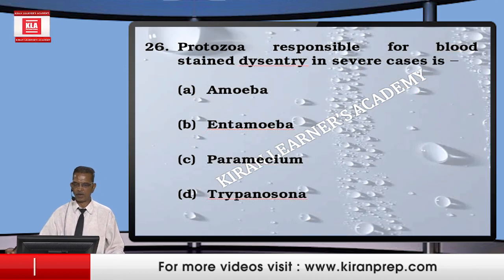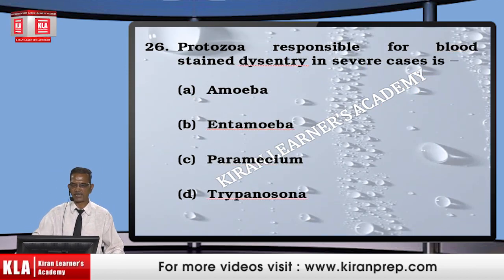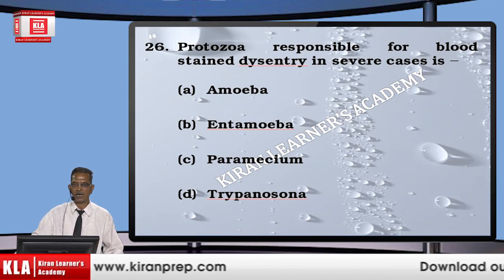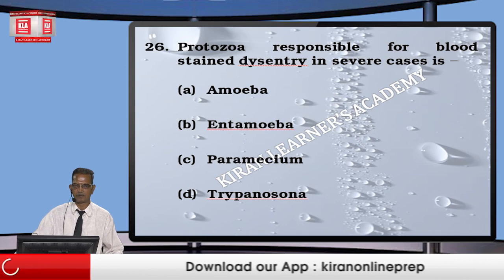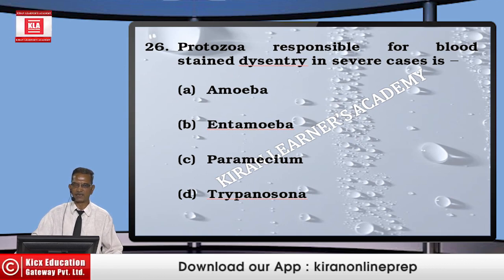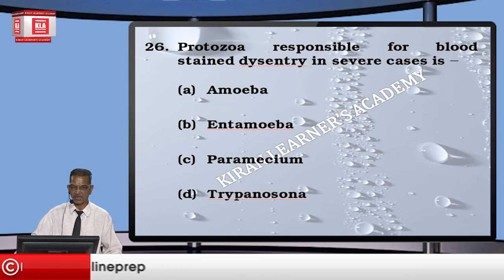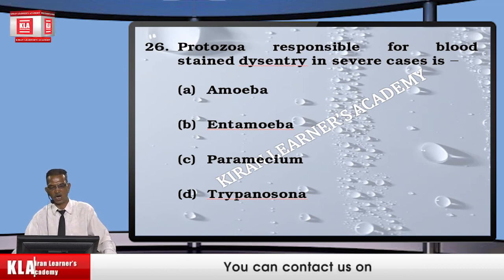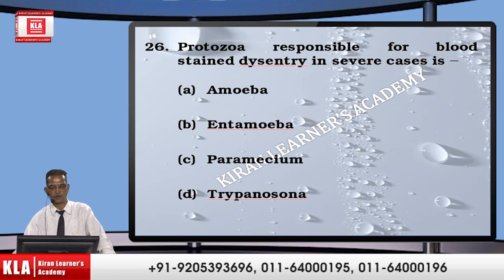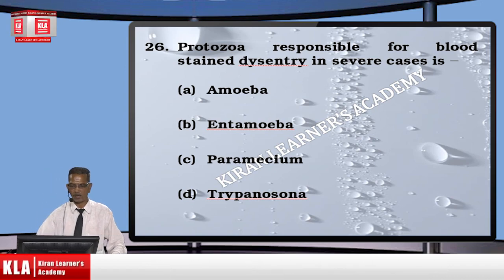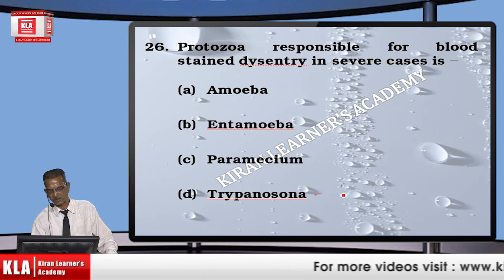Next, protozoa are responsible for blood-stained dysentery. Blood-stained dysentery means the excreta is stained with blood. Now, which protozoa is the cause of that? Amoeba is a protozoa, entamoeba is a protozoa, paramecium is also a protozoa, and trypanosoma is also a protozoa. Trypanosoma causes sleeping sickness.